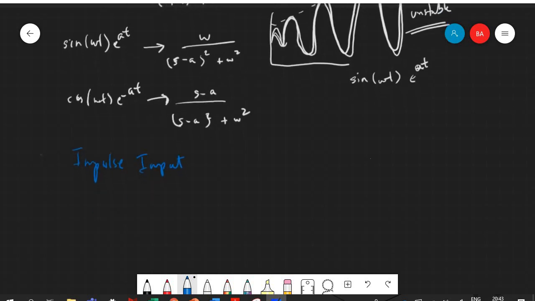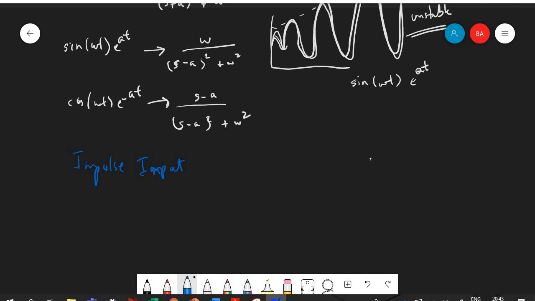Impulse input. This impulse input is like a Dirac delta function, and it was found that after you take it to the Laplace domain, it will be 1. That's just the integration of what is going to happen in your graph.